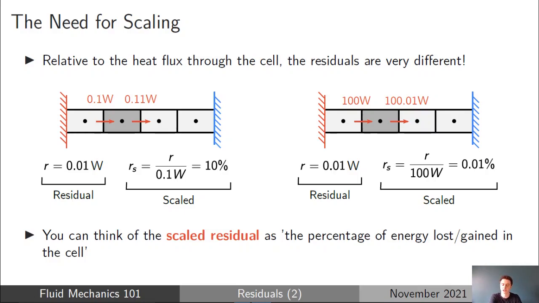Whereas if we look at the case on the right, we've still got the same residual, 0.01 watts, we've still got the same energy imbalance, but relative to the 100 watts of energy that's passing through that cell, the scaled residual is only 0.01%. So the case on the right is actually a lot closer to convergence, because the energy imbalance relative to the total energy passing through the cells is a lot smaller. And this concept is actually what a scaled residual is. So you can think of a scaled residual as the percentage of energy lost or gained in a particular cell in the mesh during the iteration process. So that's the basic idea.